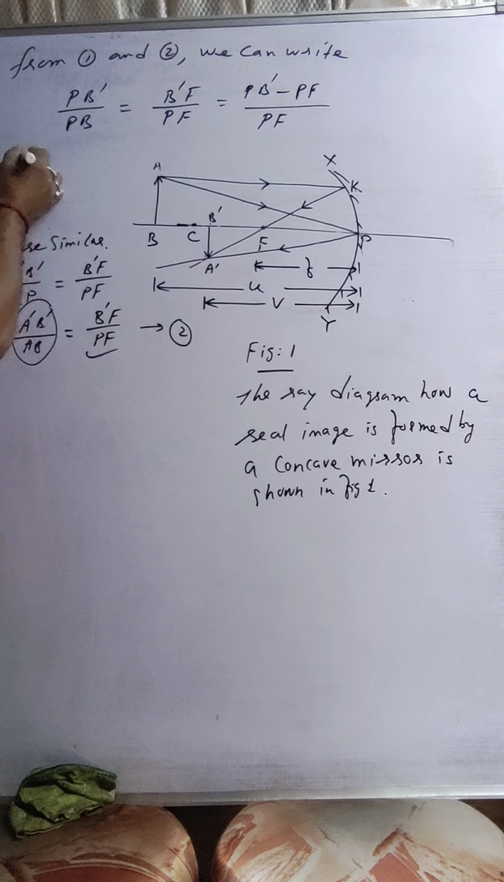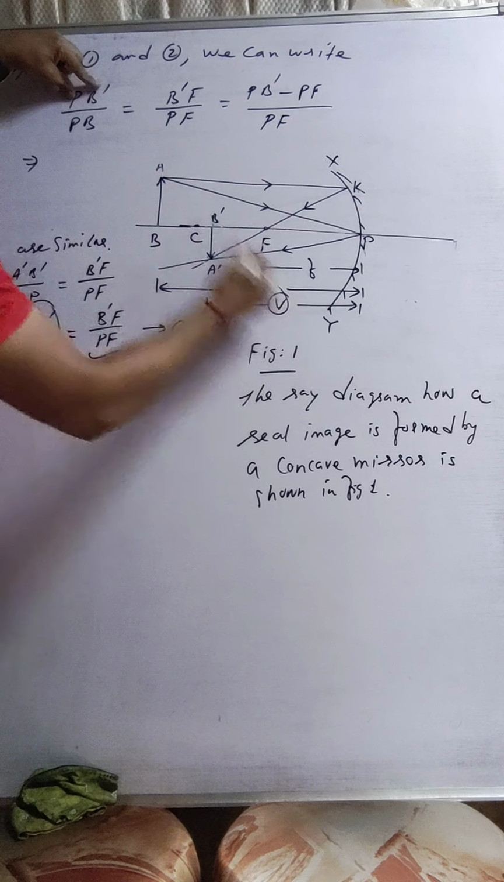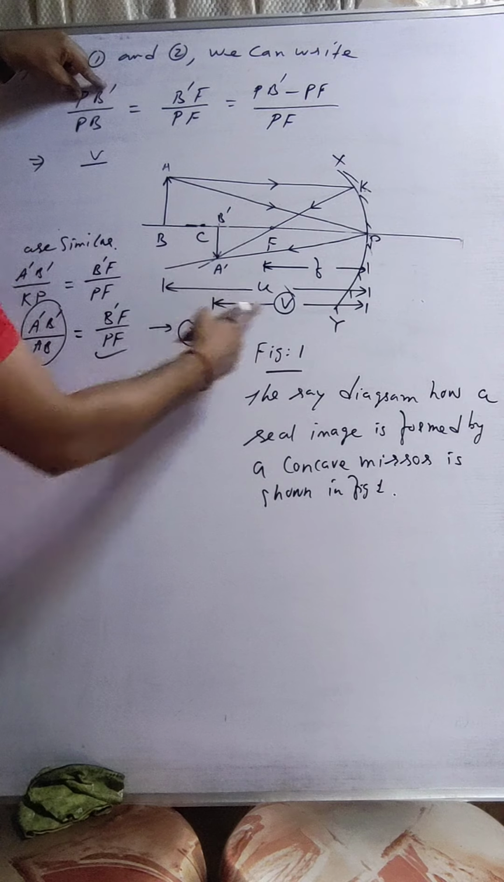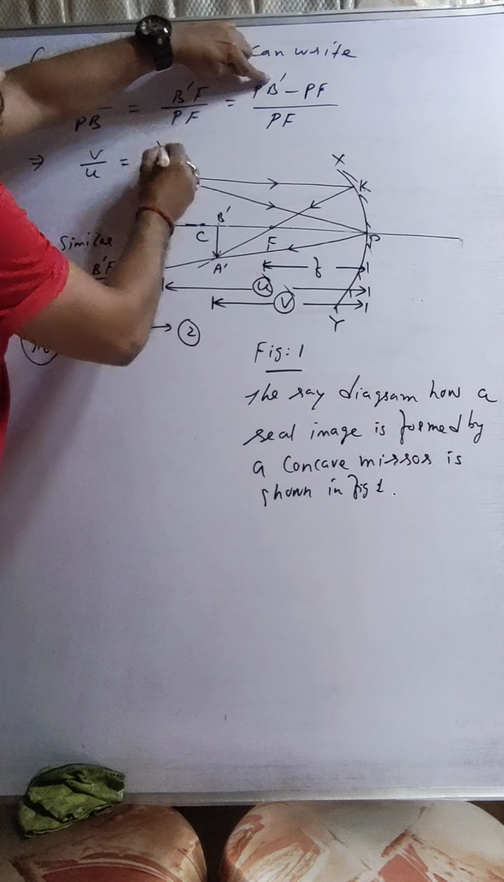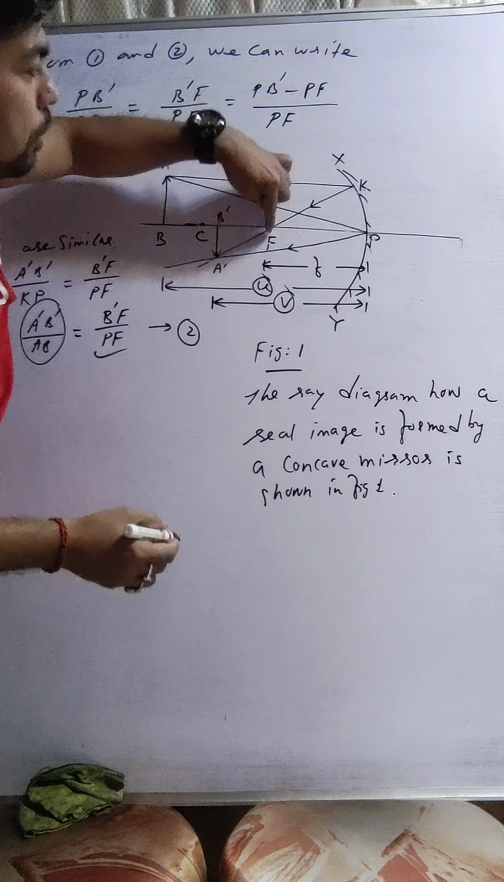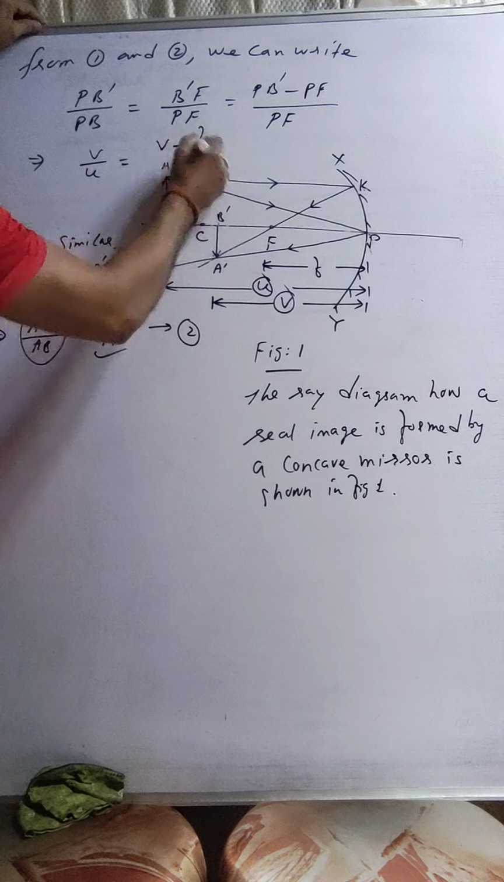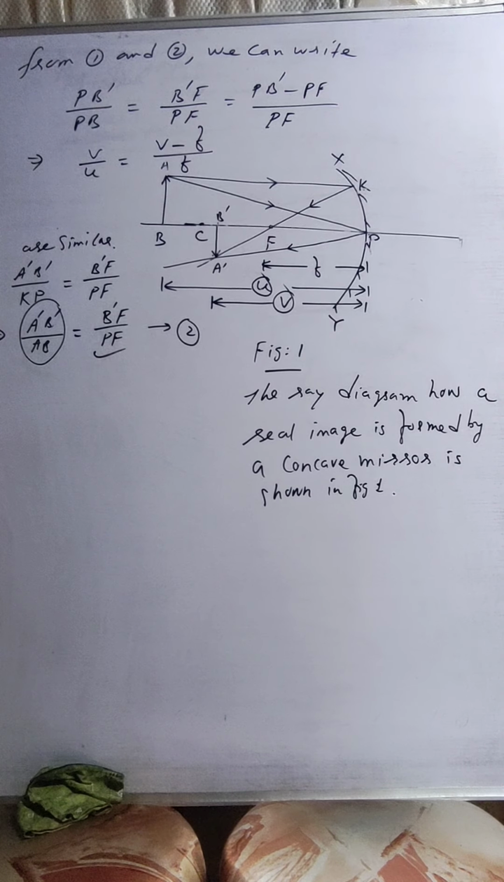Now from the figure, what is PB dash equal to? PB dash means V, image distance. What is PB? PB means object distance U, right? What is PB dash? V. What is PF? PF means distance of focus from pole, the focal length. F divided by PF means F.